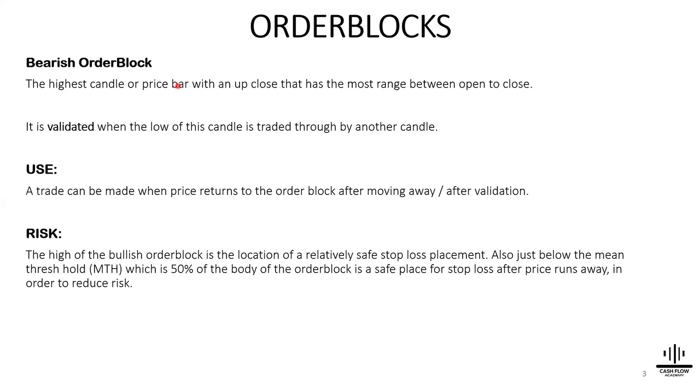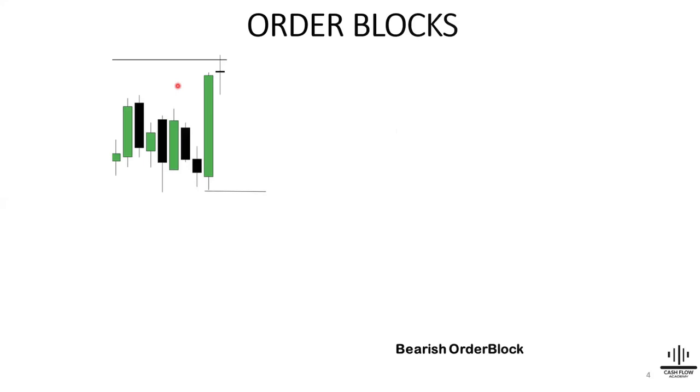Now the risks. The high of the bullish order block is the location of a relatively safe stop loss placement. Also, just below the main threshold, which is 50% of the body of the candle, is a safe place for stop loss after price runs away in order to reduce risks. Now, what do I mean? Let me use this diagram to illustrate.